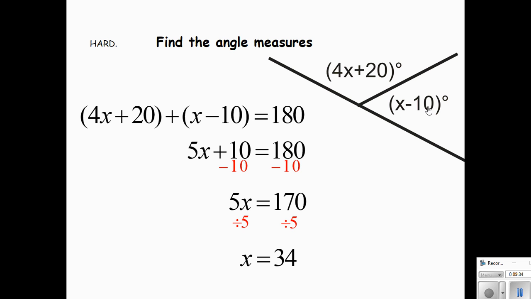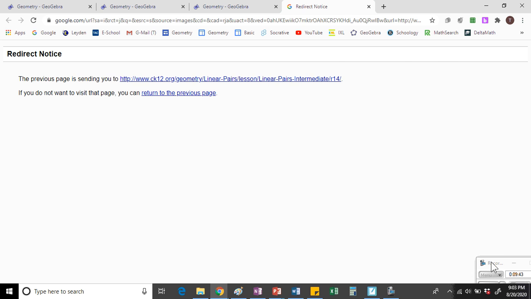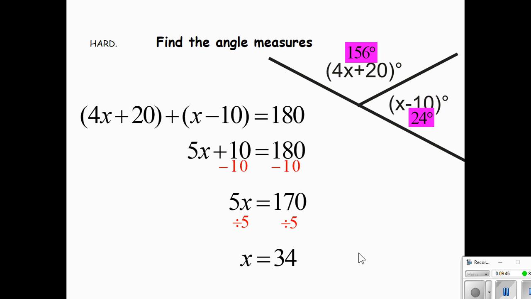34 minus 10 would be 24 for this angle. And 4 times 34 plus 20, whoops, I clicked on the picture and it took me to a link. 4 times 34 plus 20 would be 156 degrees. So our two angles are 24 degrees and 156 degrees.